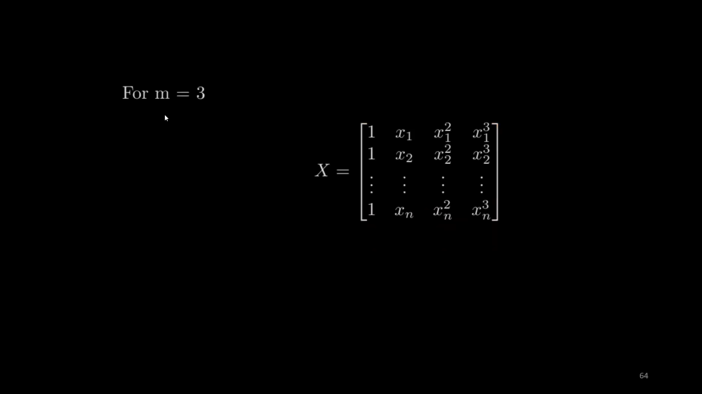For m equals 3, this is the shape of our feature matrix. If we want to implement polynomial regression with a 3-degree polynomial, this is the equation, or this is the matrix of our features. We can see that the first column is 1, then we have features of first degree, then second degree features, and then third degree features because the order is 3 here.